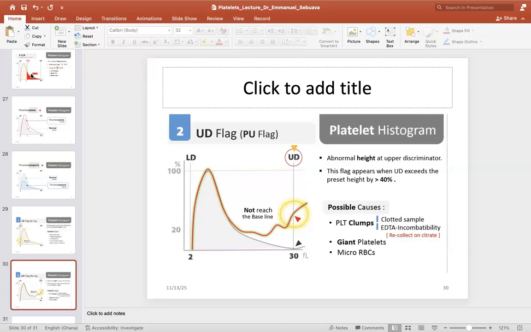And I know most of us might have done these things practically in our various facilities, and then we have gotten the problem resolved. Are there giant platelets? If they are giant platelets, then you report them as the ones contributing to the kind of curve you are seeing. Are there microerythrocytes? If they are there, then of course you can pass a comment and then add it to your FBC.